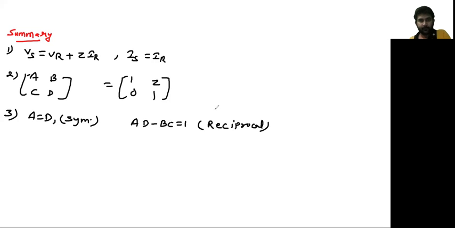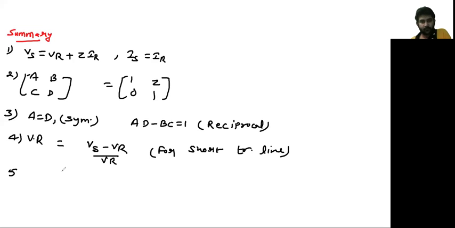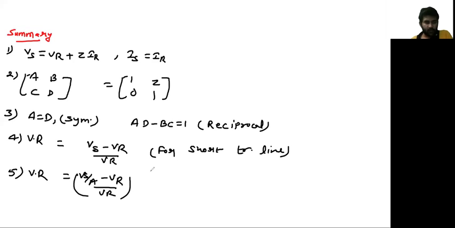We got voltage regulation for the short transmission line as Vs minus VR by VR, and for general, we have got Vs by A minus VR by VR. These are the things that we have studied, and we have also drawn the phasor diagram and the circuit diagram. So these are the basic fundamentals of the short transmission line.